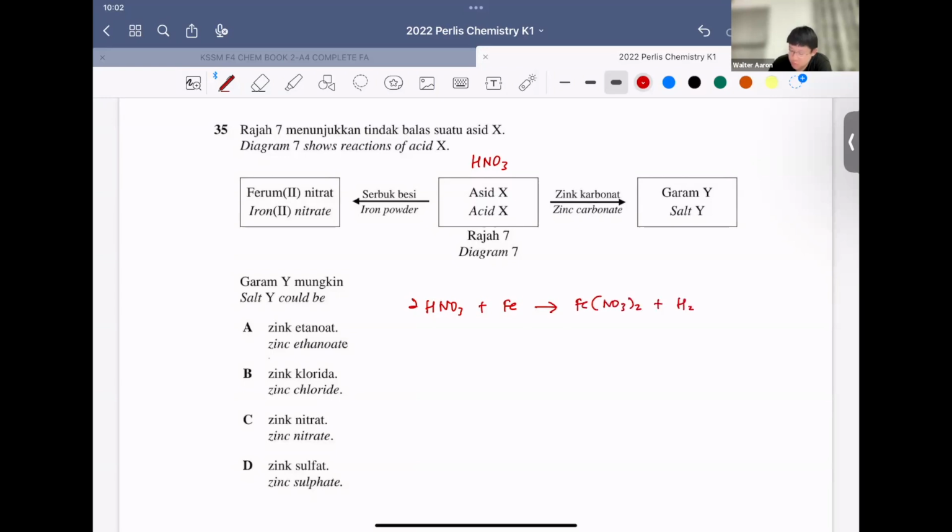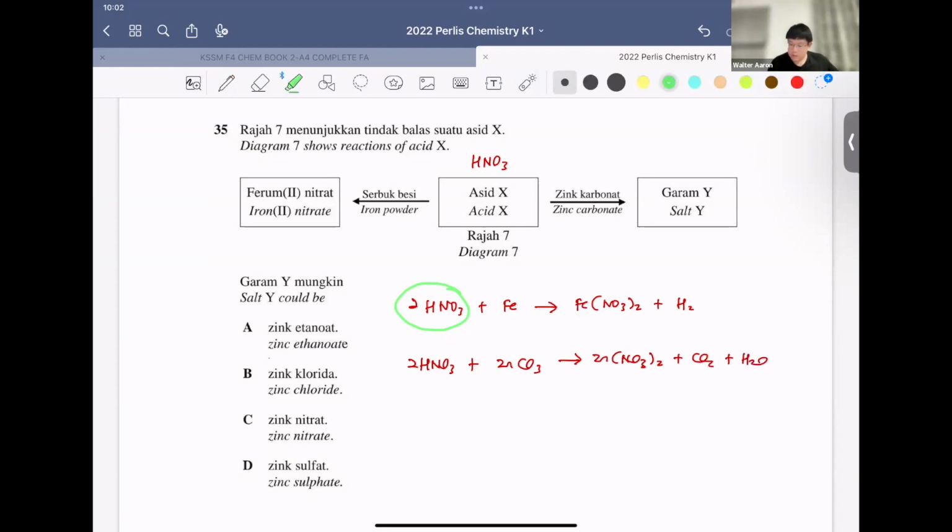Plus H2. So that's why you can confirm the identity of the acid as nitric acid. And then nitric acid reacting with zinc carbonate. So what will happen is that you'll produce zinc nitrate as a salt, which is Zn(NO3)2 plus CO2 plus H2O. Then you will see that this is actually possible. So the salt that's being formed, or salt Y, is technically zinc nitrate. So therefore, the answer here will be C.